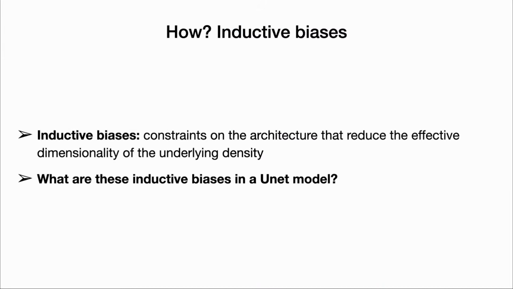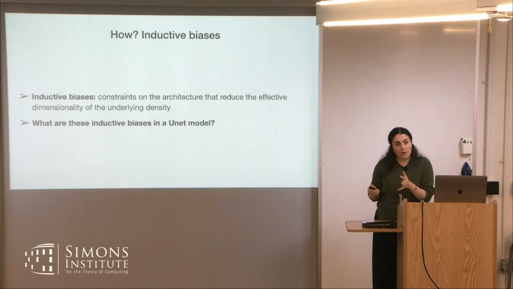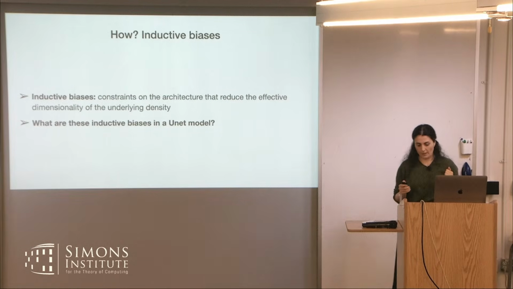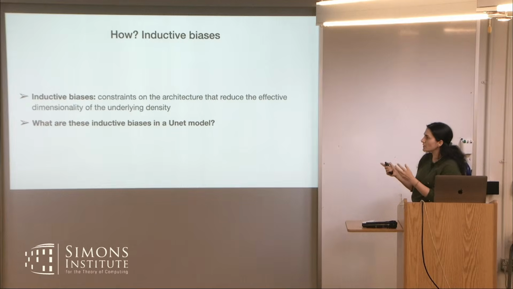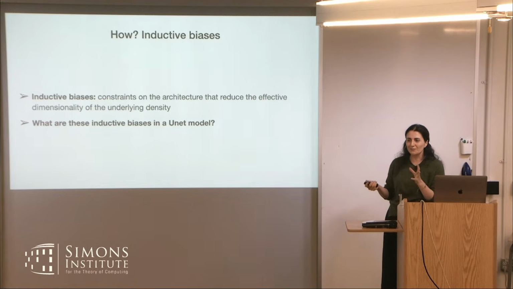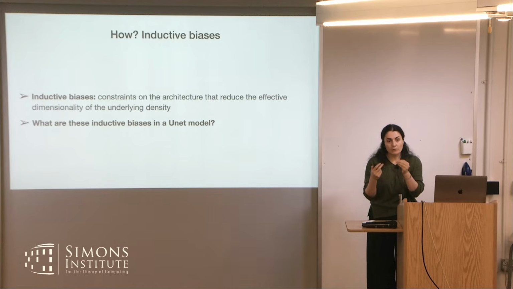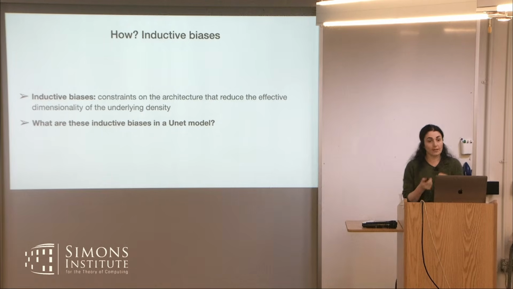Well, the answer is that what the curse of dimensionality predicts is just what happens when you want to approximate a density in a brute force manner. But that's not what we are doing here. There are a lot of inductive biases in these architectures that help us to reduce the complexity. So what do I mean by inductive biases? I mean there are constraints in the architecture that reduce the effective dimensionality of the underlying density that we want to approximate.